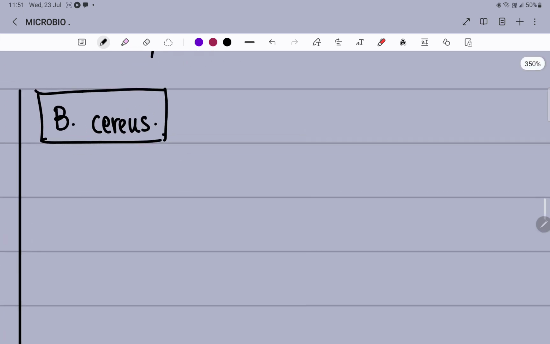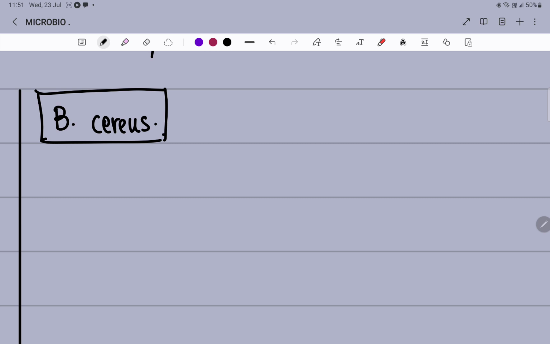Bacillus cereus infection, it is normally a habitant in the soil, but also widely isolated from food items. What food items? Vegetables, milk, cereals, spices, meat, poultry, anything. But a very important source of B cereus is fried rice. Okay, it's rice.